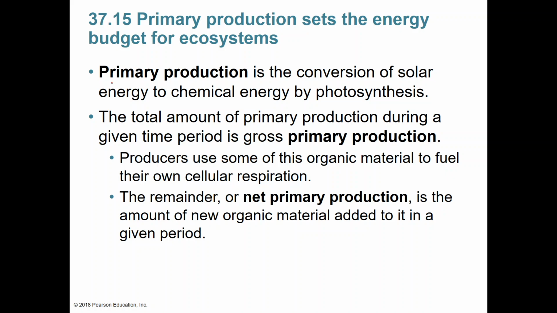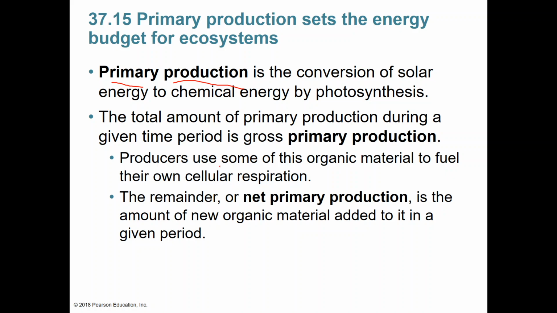So this idea of primary production, we've talked about primary producers. These are the organisms that convert solar energy into chemical energy by photosynthesis. So those primary producers are really the organisms that determine how much energy is available to the ecosystem. This is why we talk about forestation and deforestation, and why it's extremely important for us to preserve our natural woodlands and things like that. So the total amount of primary production during a given time period is referred to as gross primary production.